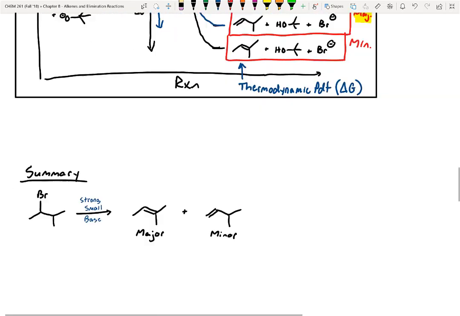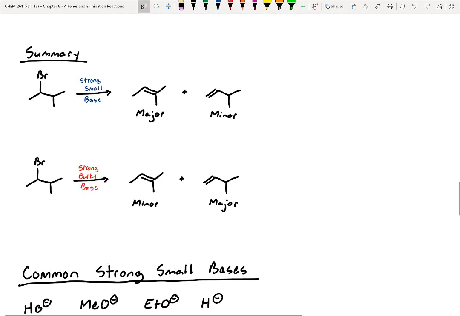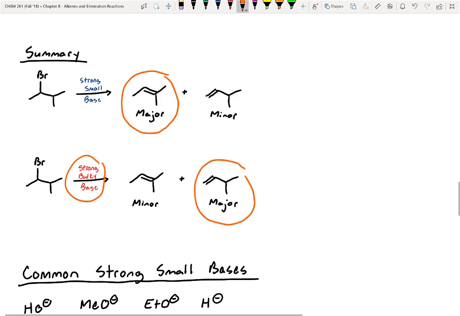All right, so here's a short summary for this. If we look at using a strong small base, like in this top example, our major product is going to be our more substituted alkene, right? However, if you use a strong bulky base, as indicated down here, your major product actually flips. In both situations, you will get a statistical mixture product. The only change is which one is major and which one's minor.